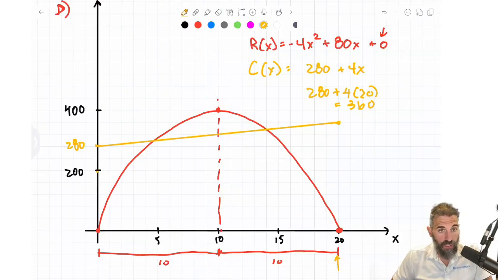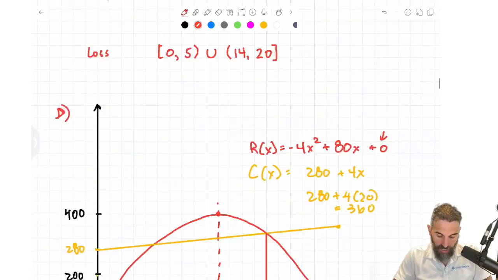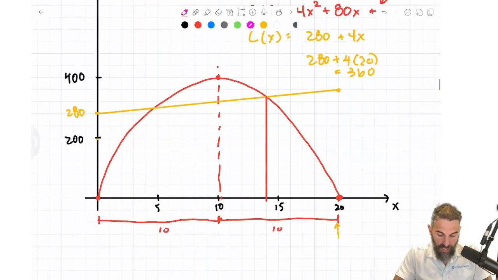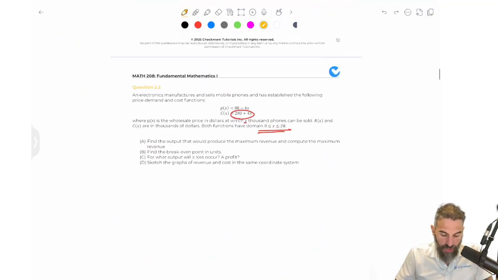Bingo. And if you've done it right, look at where they intersect. My parabola is not perfect, but one of my break-even points I think was 14, so C hits it right there. That makes sense. And the other one was 5, which is here. That's because the shape of my parabola is not perfect, but if it were, it would cross directly on this line here. Okay, so that is it for that question.